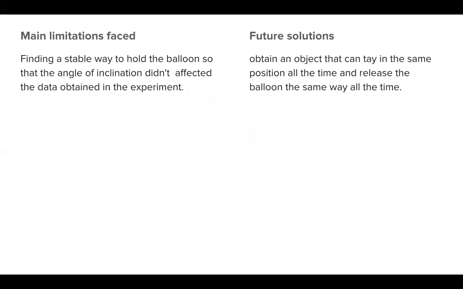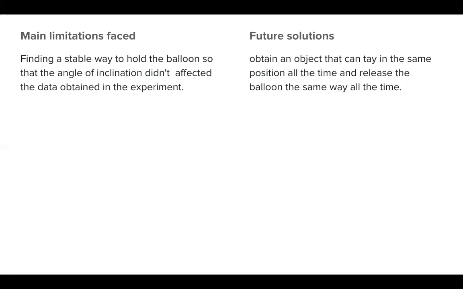Now, the main limitations faced were that the object, when released, was unfortunately not at the same angle all the time because of, well, human error that we all have, and this is usually done with machines. Also, sometimes the end where the air was pushed out stuck to my hands, so that took some air out before it could actually launch.